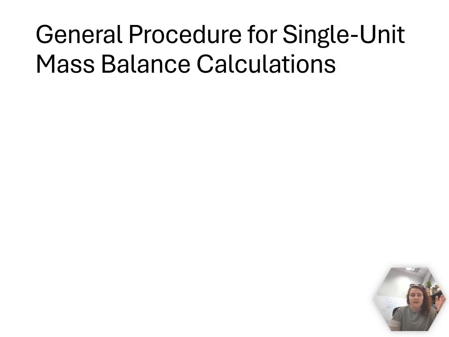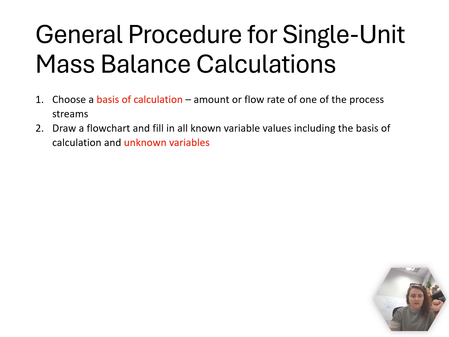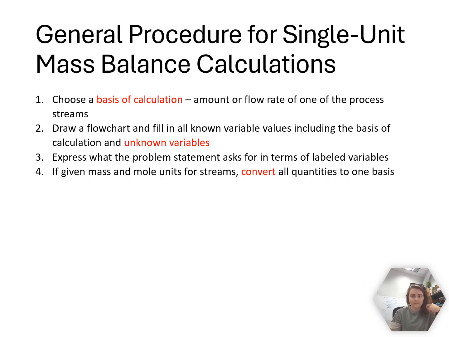So last thing that I want to say about the general procedure for solving single unit mass balances is that we're going to have to add in this new concept of degree of freedom analysis. So in general, when we're solving those single unit mass balance calculations, we want to choose a basis of calculation, which is the amount or flow rate of one process stream. Okay, so we always start with a basis of calculation. Then we draw our flow chart, we fill in all the known variables and the unknown variables as well. The unknowns is the important part in this step because that's going to play into degree of freedom analysis. Then we try to express what the problem statement asks for in terms of our labeled variables. Can you circle the thing that you need to solve for?